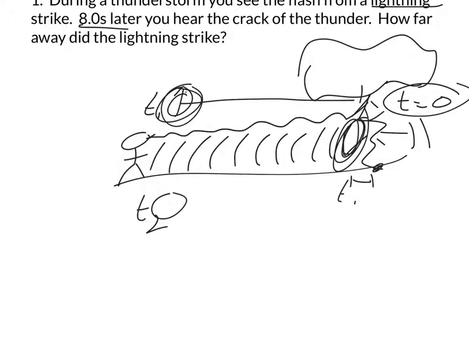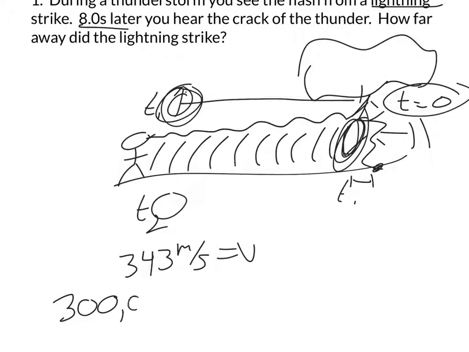We're going to make an assumption. I'm going to show you the speed of sound in air. That's the speed of sound. I'm going to show you the speed of light. And we use c for the speed of light.